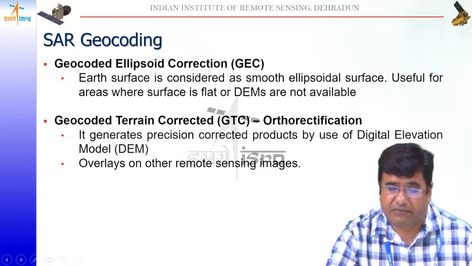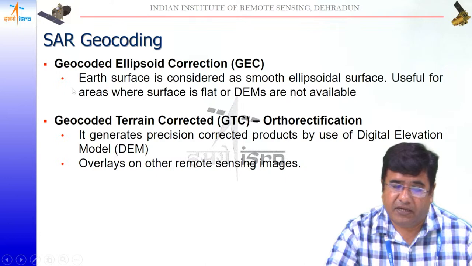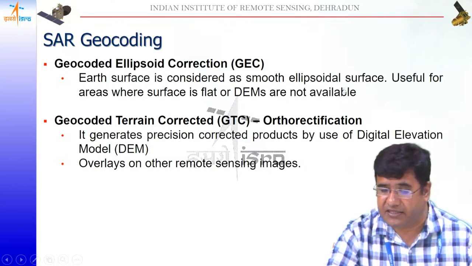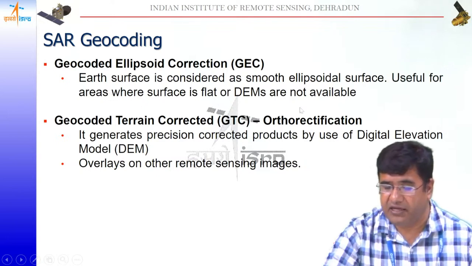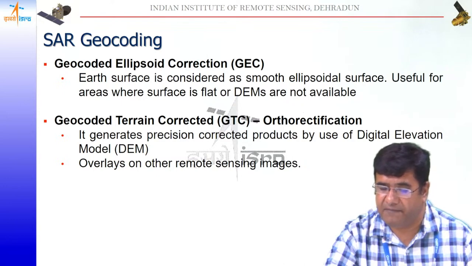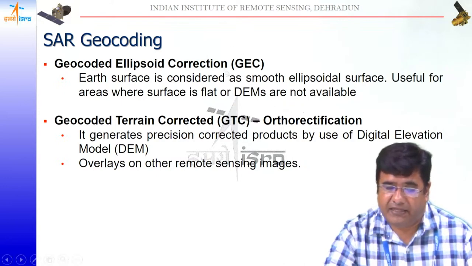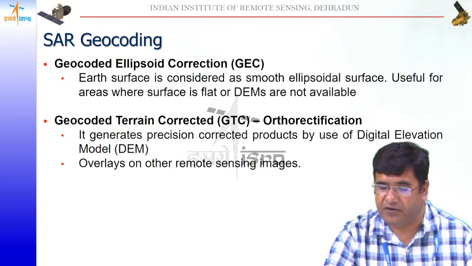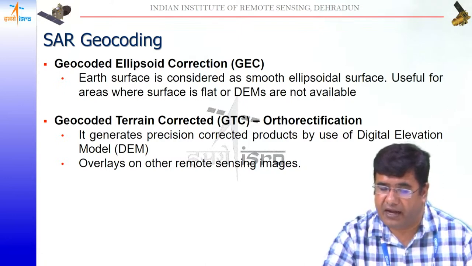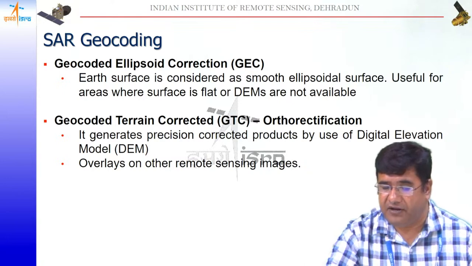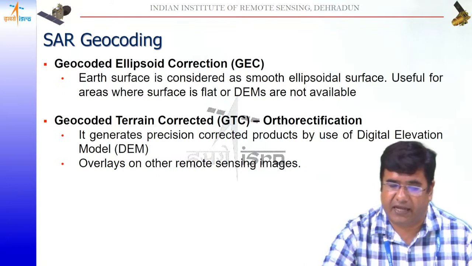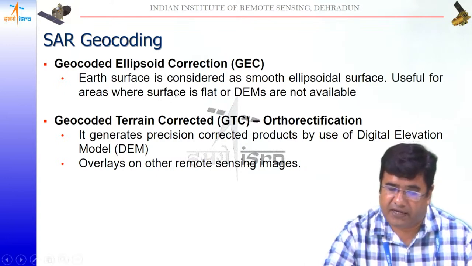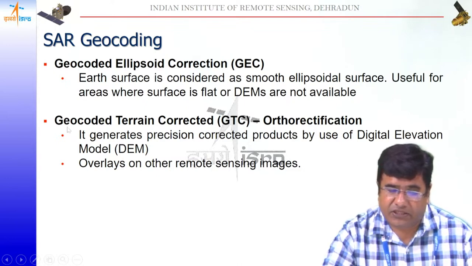In the geocoded ellipsoid correction, we use the earth surface as a smooth ellipsoid surface, which is useful for areas where the surface is flat or DEMs are not available. If the area is very flat and a DEM is not available, then we can apply this ellipsoid correction. In this correction, an average height of the particular scene is assumed. We are not getting a height for every pixel. Here we consider every pixel to have the same height, and then we can do some geometrical corrections.